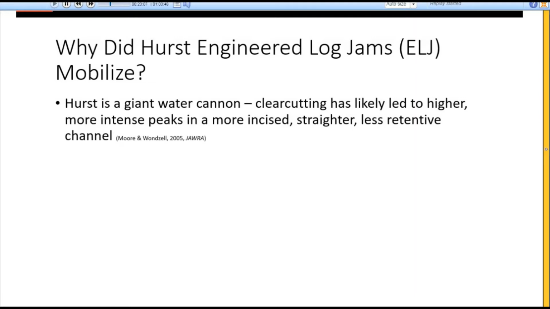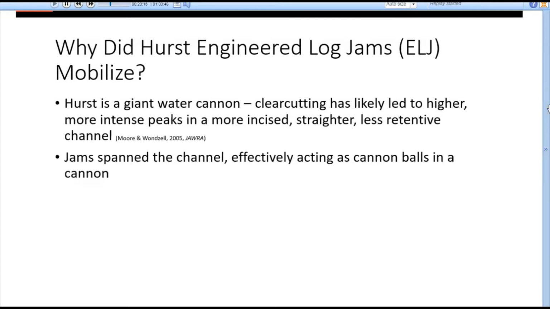It has no ability to retain water on the hillsides, nothing to retain water in the channel, so every time it rains, it experiences a pretty intense flood. And these jams span the channel. Not only do they span the channel, but they became relatively impermeable due to some of the slash that was attached to them during construction, as well as the recruitment of fine wood after construction.